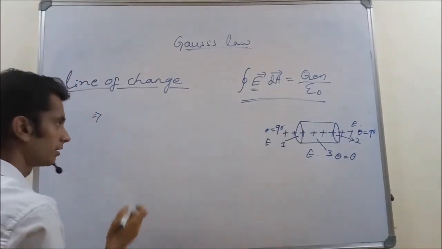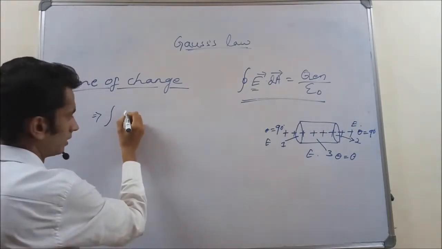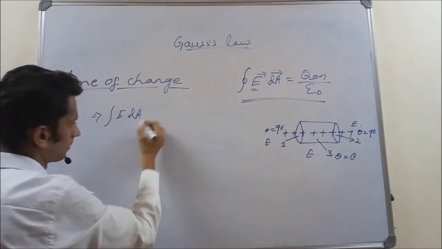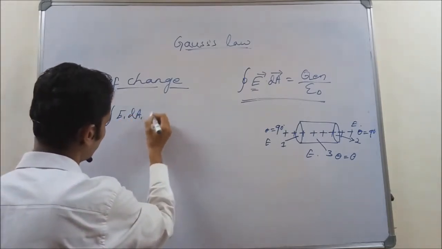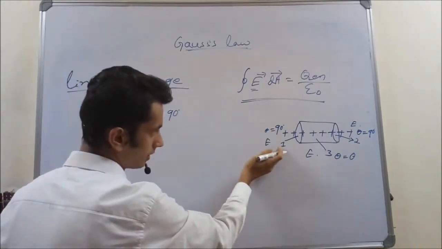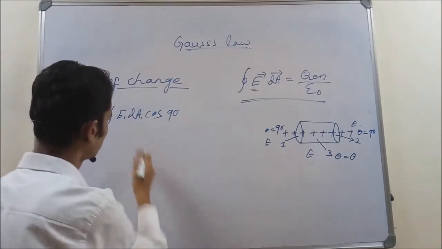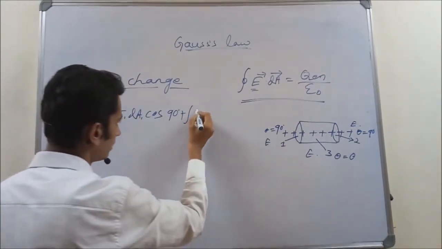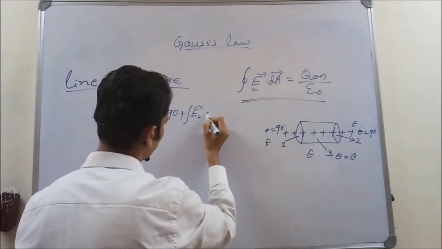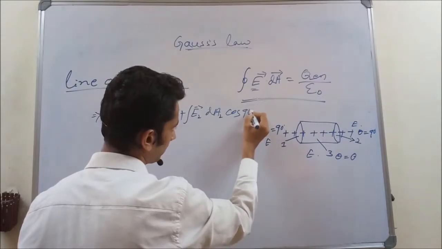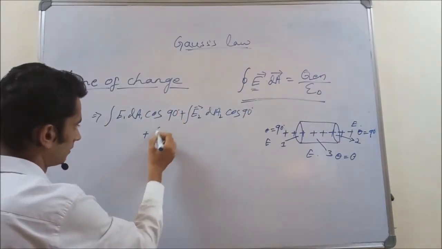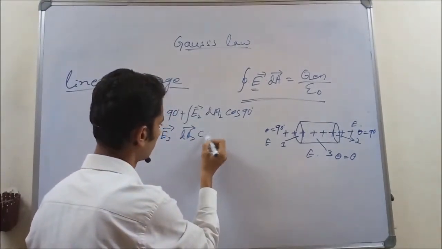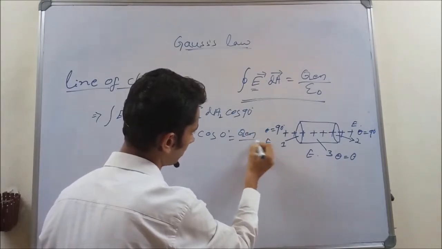The closed surface integral of E dot dA will be the integral of E1 dA1 cos 90, because in the first surface the electric field is constant and in every small area theta is 90 degrees, plus the integral of E2 dA2 cos 90, plus the integral of E3 dA3 cos 0 degrees, which is equal to q enclosed by epsilon 0.